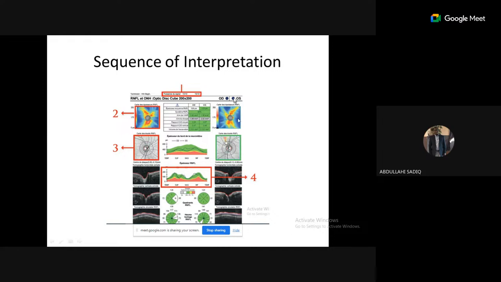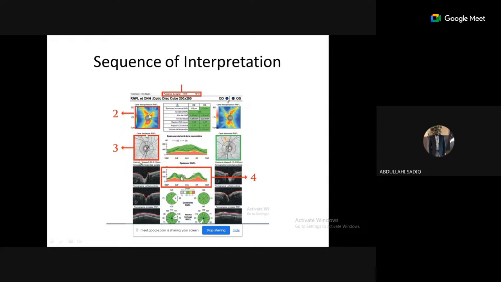But if you look here, there is some red dot here. So this area now is the area of thinning. In other words, the deviation map will show you areas of retinal fiber layer loss. Now it's coded, whether it is yellow, which is borderline, or it is red, which is outside the borderline, or outside normal.